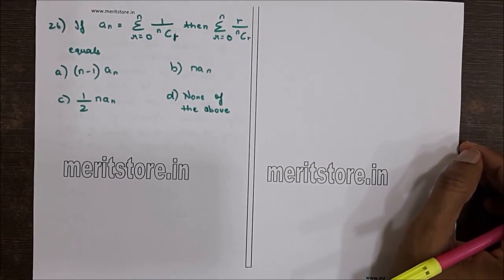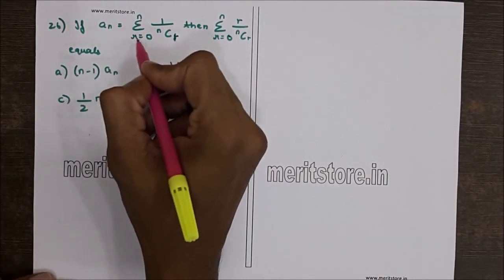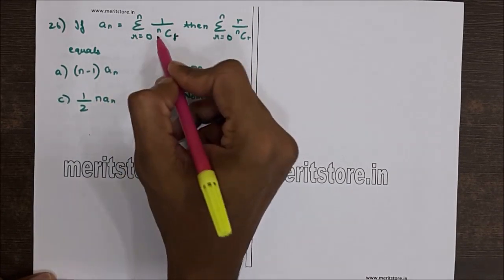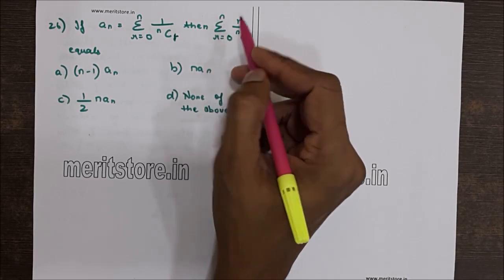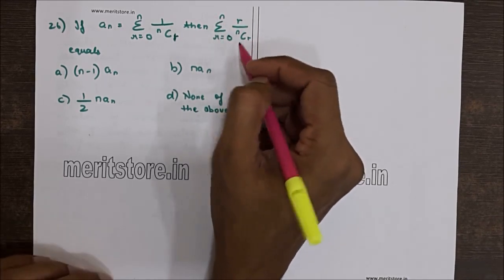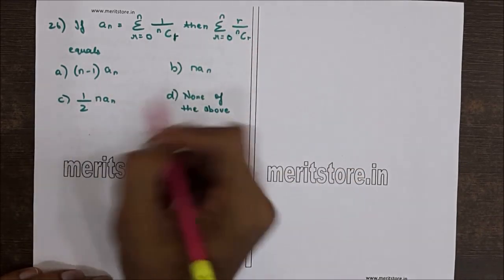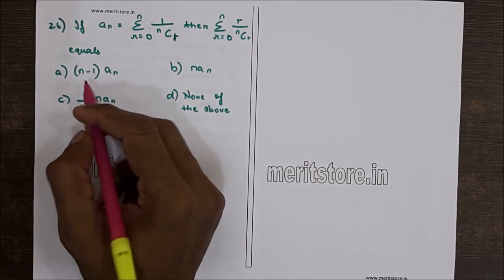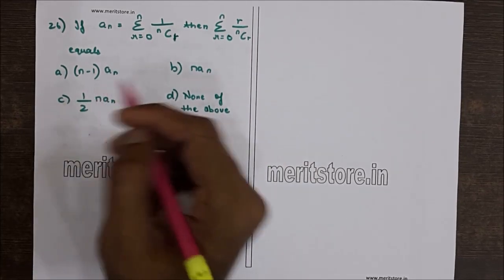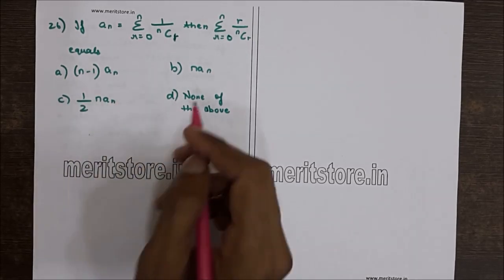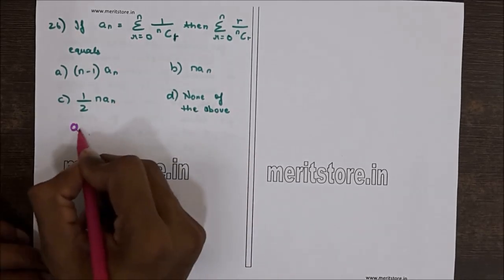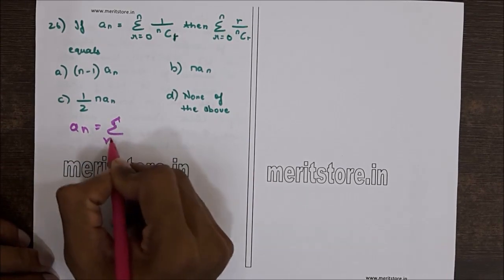Question 26. If An is equal to the summation of r equal to 0 to n of 1 upon nCr, then the summation of r equal to 0 to n of r upon nCr is equal to? We have 4 options: A (n minus 1) times An, B n times An, C half of n times An, and D none of these.